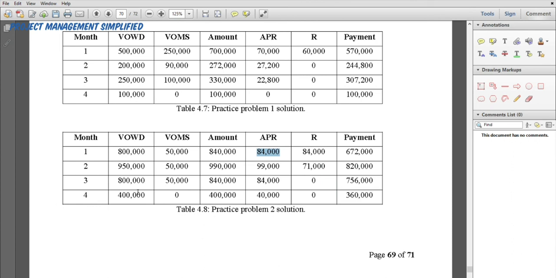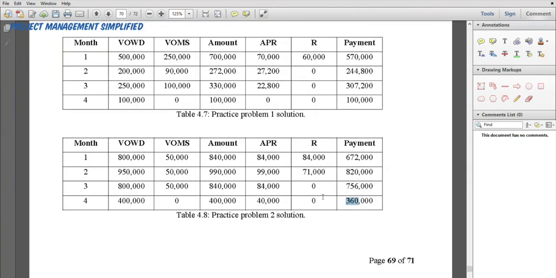So again, the amount to be paid for the contractor is 400, but after deduction, we'll deduct this one, and he has to get paid this much amount of Omani riyals to be paid on the 4th month interim bill.